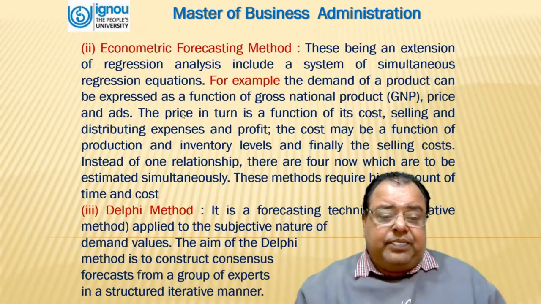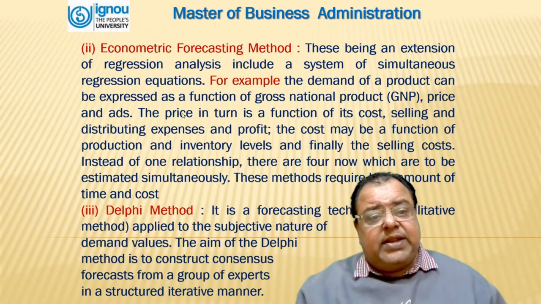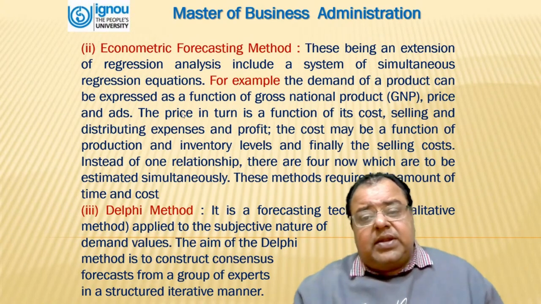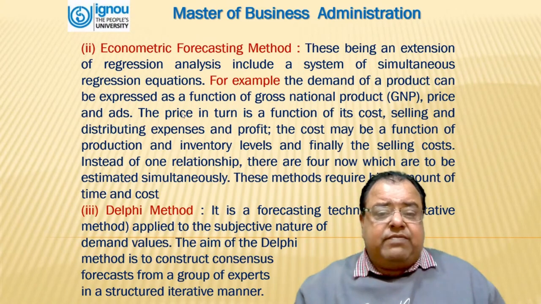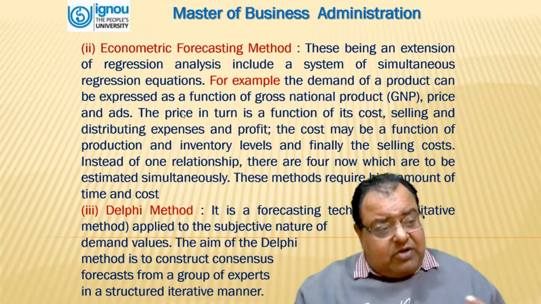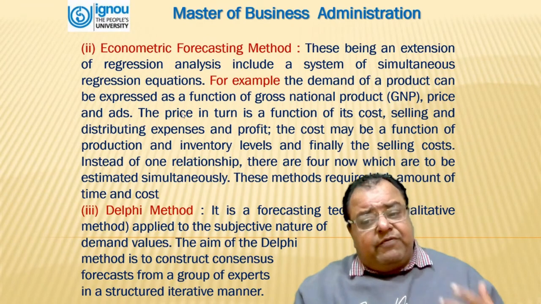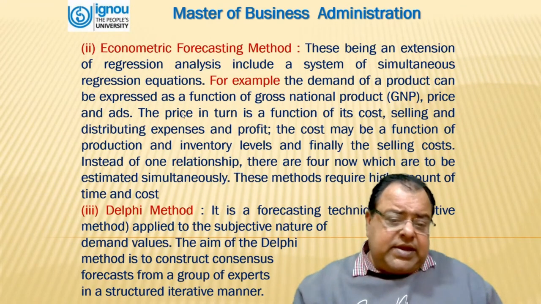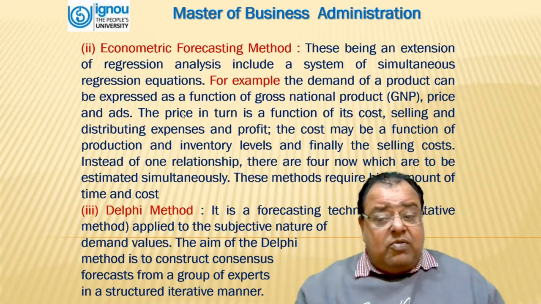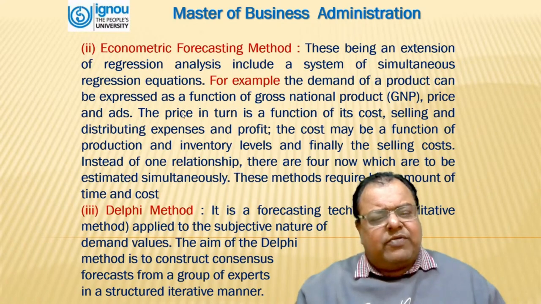Econometric forecasting method. These being an extension of regression analysis includes a system of simultaneous regression equations. For example, the demand of a product can be expressed as a function of gross national product, that is GNP, price and X. The price in turn is a function of its cost, selling and distribution, expenses and profit. The cost may be a function of production and inventory levels, and finally, the selling costs. Instead of one relationship, there are 4 now which are to be estimated simultaneously. And this method requires high amount of time and cost.